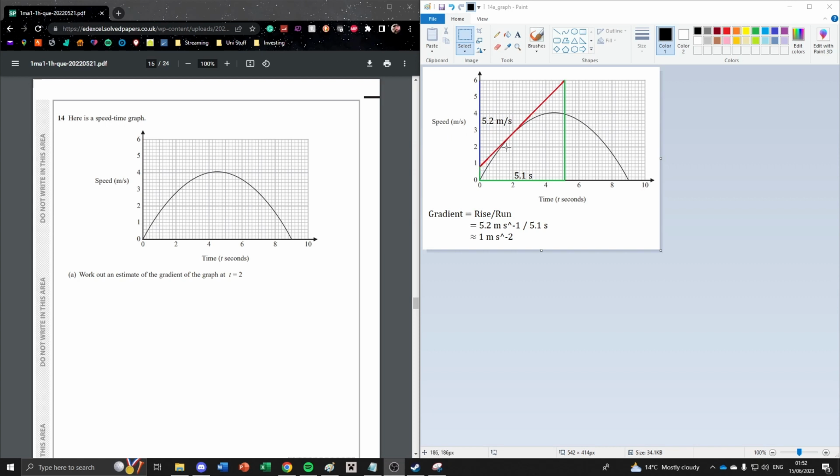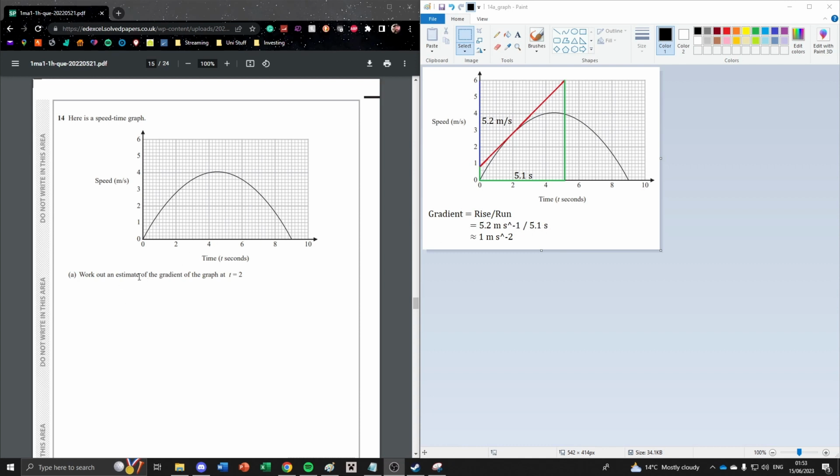So I have drawn a tangent line and made it nice and long, which means that we have basically a larger set of data that we can look at, and then we can calculate its gradient. So we can see that along the length of this line, its length is 5.1 seconds, using obviously the time scale here, and its change in height is 5.2 meters per second. Then we use the equation that gradient is equal to rise over run, or change in y divided by change in x, which is equal to 5.2 meters per second divided by 5.1 seconds.